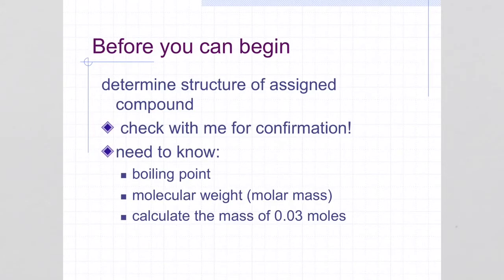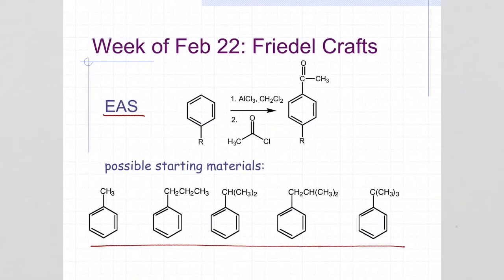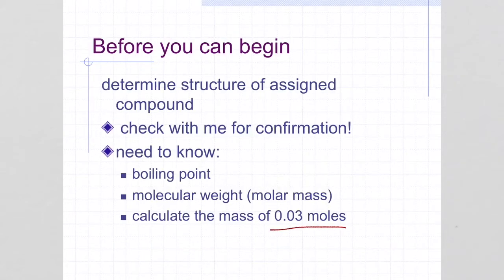Once you determine the structure of your assigned compound, be sure to check with me for confirmation, and you'll need to look up things like the boiling point. You'll need to look up or calculate the molecular weight, and you have to calculate the mass of 0.03 moles, because that's the amount of material you're going to be starting with in the reaction. And notice, since all the aromatic rings have different R groups on them, they obviously all have different masses, so you're going to need to know what you have in order to know how much you're going to need to weigh out on the balance to do the reaction.